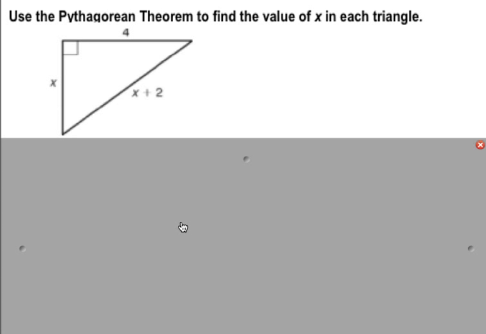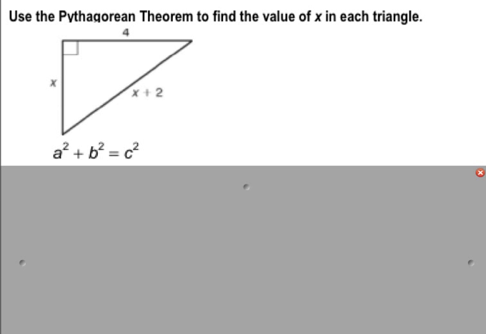Take a look at another one. In this case, they give us x as one of the sides, 4 as a side, and x plus 2 is the hypotenuse. So we're setting up a problem. We want to find the value of x. Again, we're going to write the Pythagorean theorem: A squared plus B squared equals C squared. We know that this is our A, this is our B, and this is going to be our C.